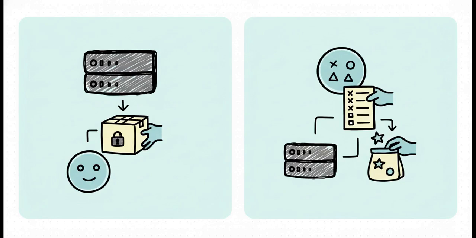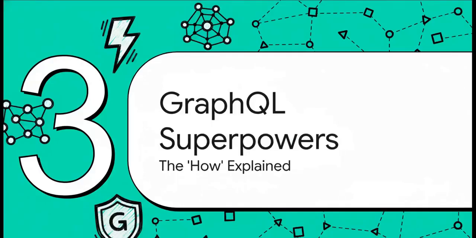Okay, so if you remember one thing, let it be this. The huge difference here is all about who's in control. With a REST API, the server is the boss. It decides what data you get. But with GraphQL, the power flips. You, the client, the app, get to tell the server exactly what you want, right down to the specific little details.